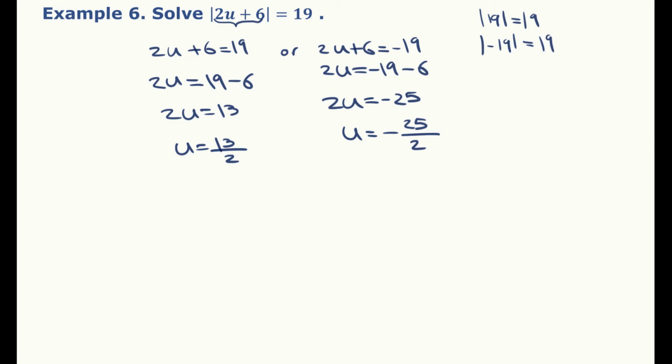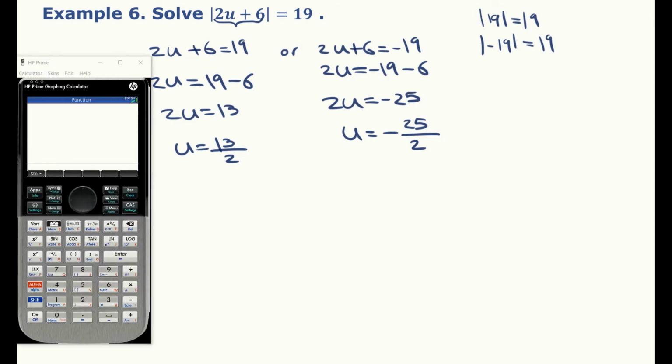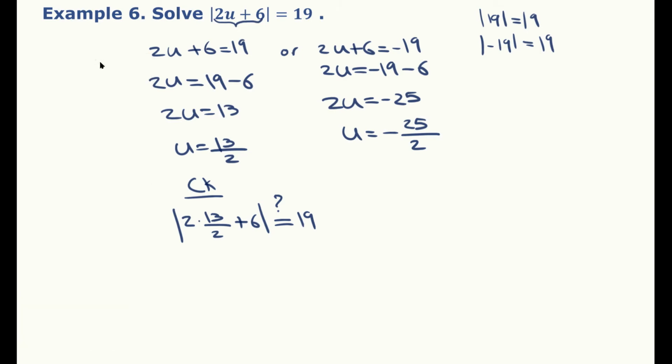I'll bring up a calculator. So we'll start with checking this one, the 13/2. So we want to know if the absolute value of 2 times 13/2 plus 6 equals 19. Of course, question mark because we're checking. Looks like we won't even need the calculator, so we'll put that aside for now.